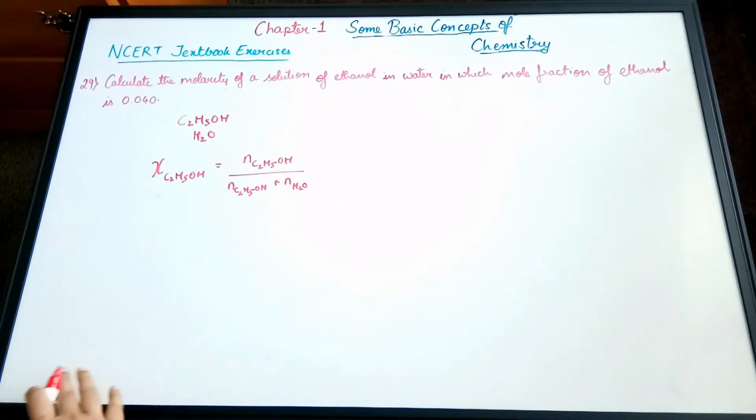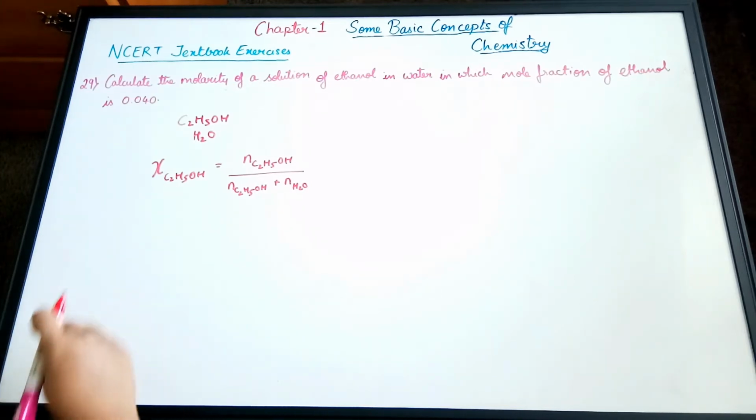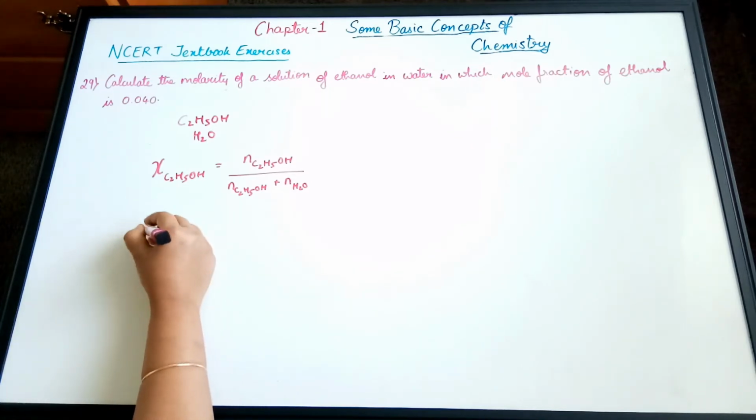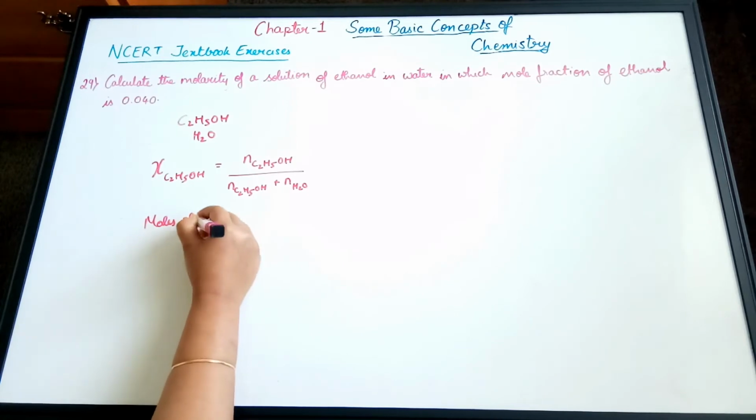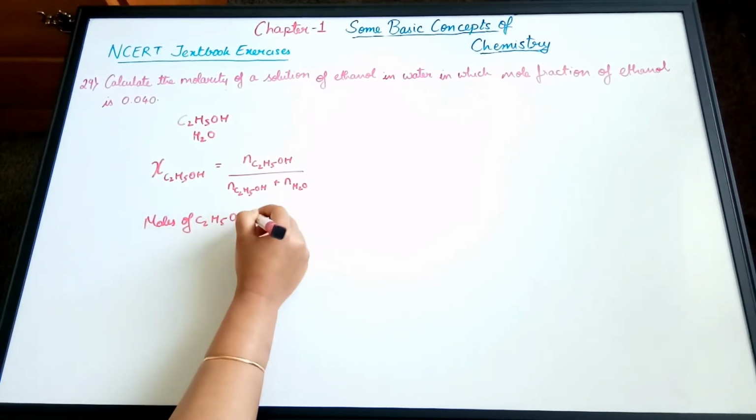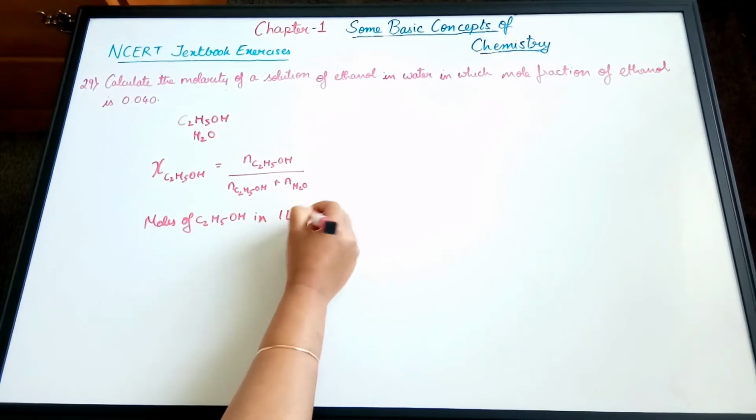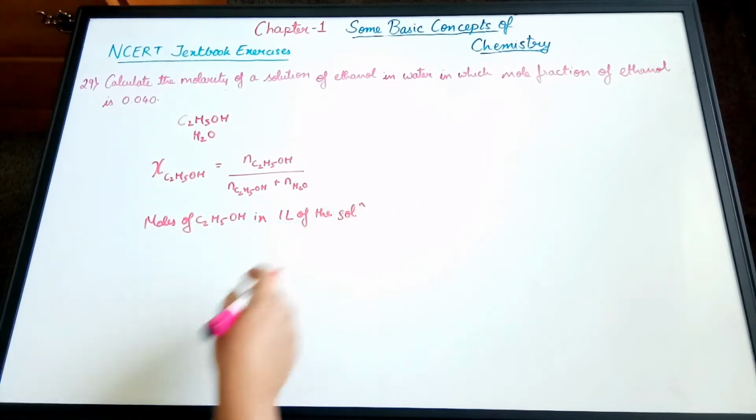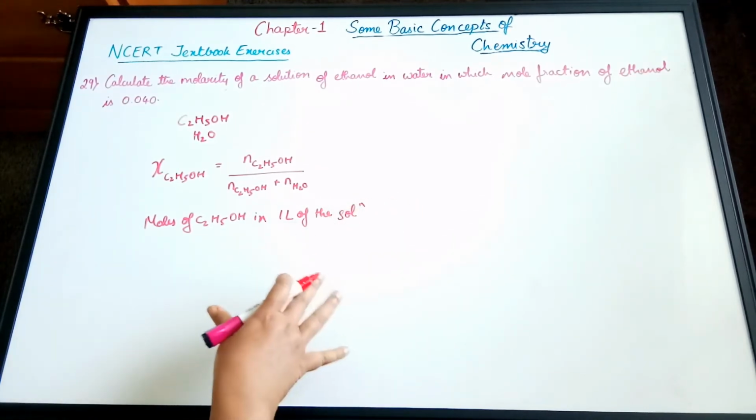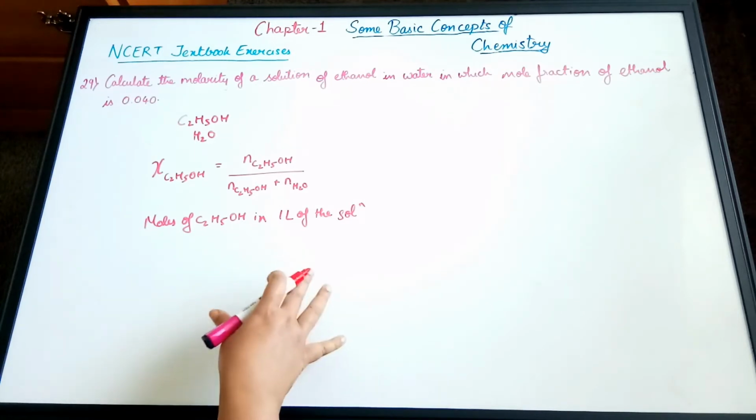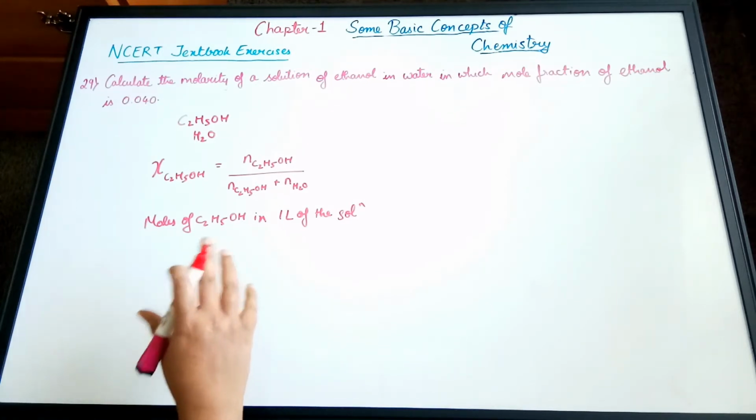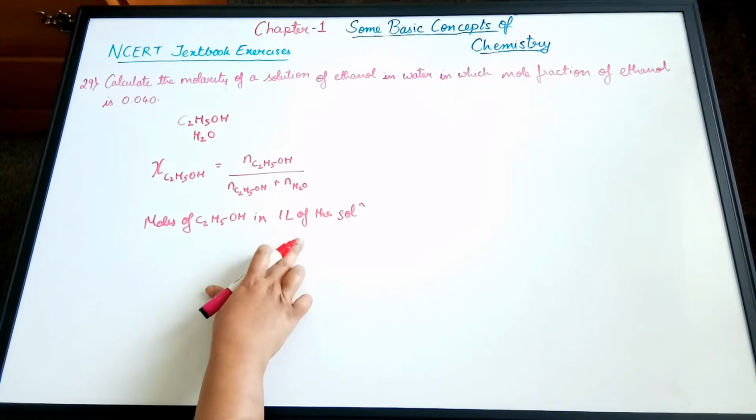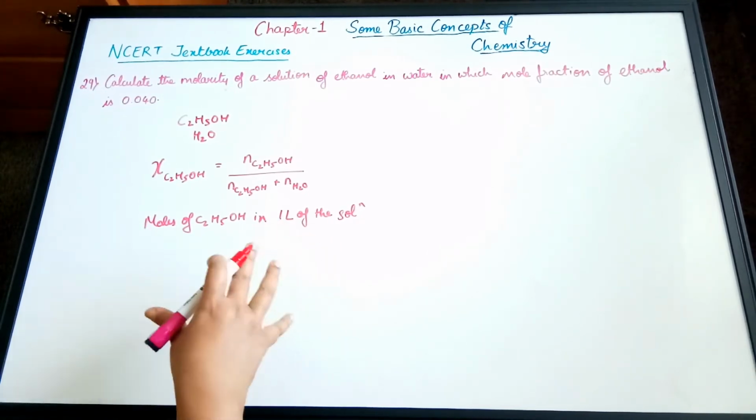Now, for molarity, as we know, we need to calculate how many moles of ethanol are present in 1 liter of the solution. Moles of C2H5OH in 1 liter of the solution. But the solution is almost very dilute, so because of that, we consider moles of C2H5OH in nearly 1 liter of water, because this solution is extremely dilute.